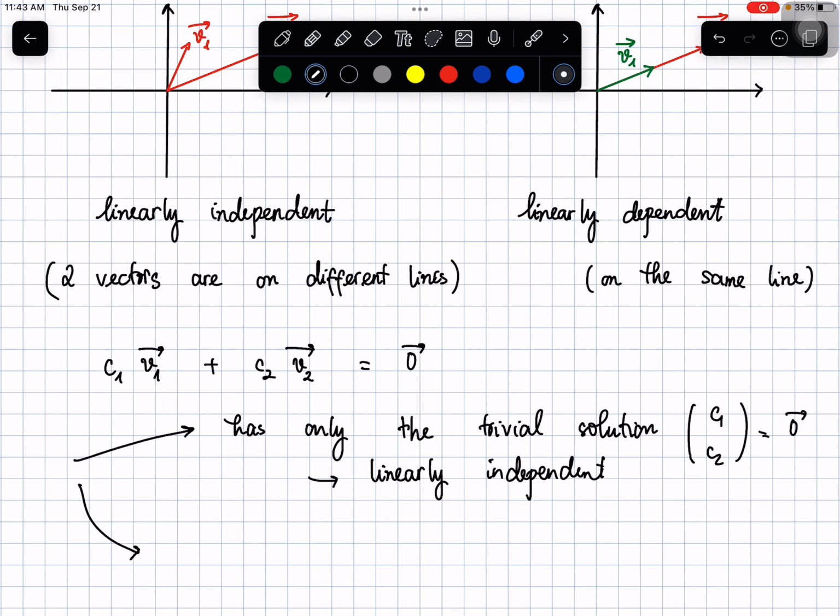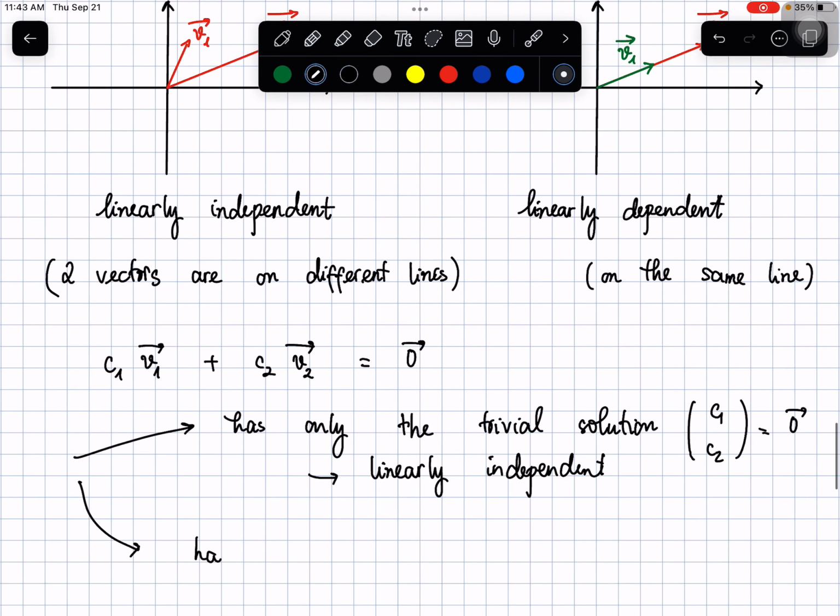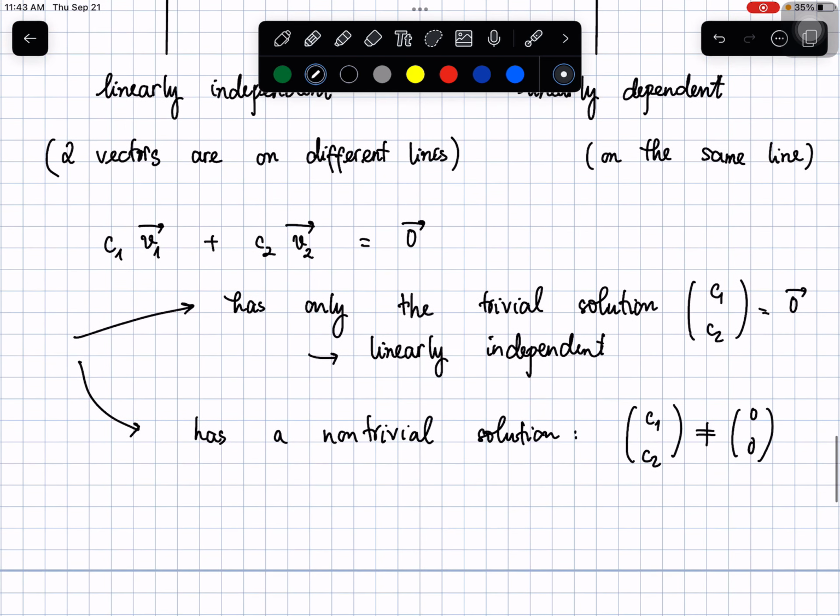And if it has a non-trivial solution, we'll just say that now we have the solution C1, C2 is not just the trivial one, 0, 0, right? So in this case, either C1 is different from 0, or C2 is different from 0, or maybe both of them. So first let's conclude that in this case they are linearly dependent.